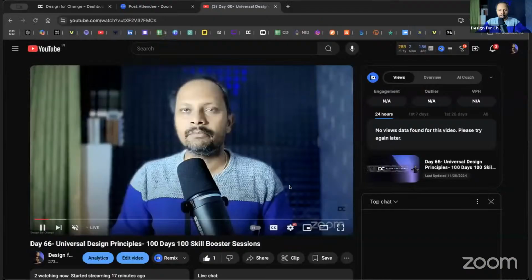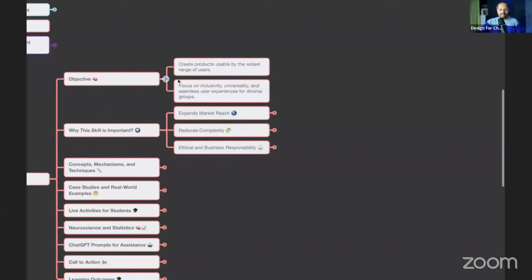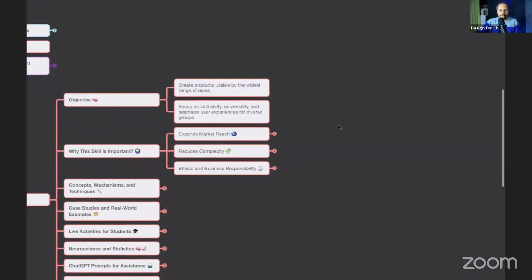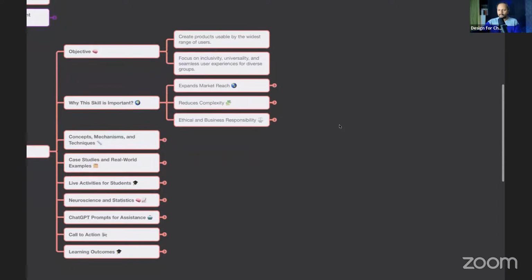What is meant by universal principles, and what can this bring to designers, being product designers on their own? But now I'm going to give you a little perspective also. Majorly the objective for us here is to focus on inclusivity. I talked about universality. I talked about seamless user experience for diverse groups. This is how you draw a parallel.